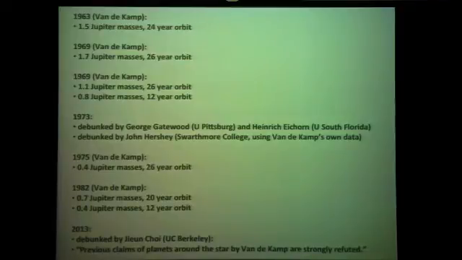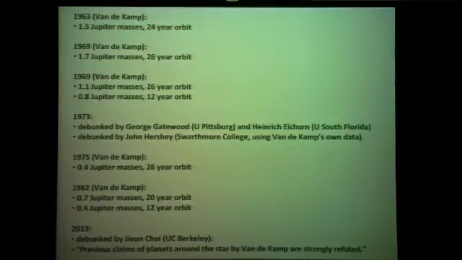Van de Kamp didn't do any more work on it. In 2013, an astronomer at UC Berkeley, John Choi, reported with some new data that previous claims of planets around the star by Van de Kamp are strongly refuted.